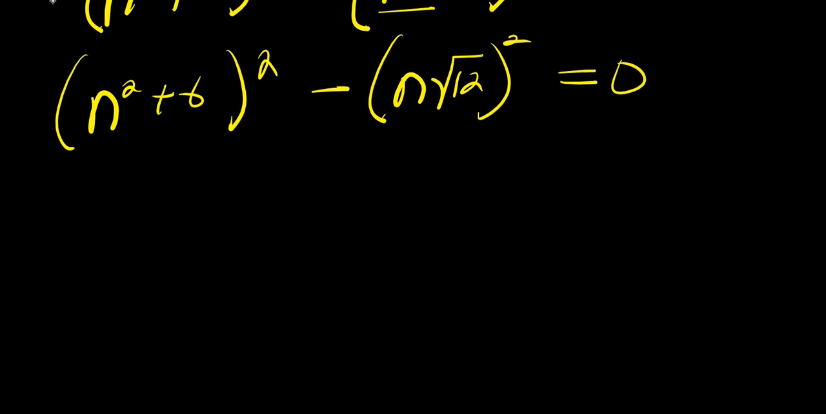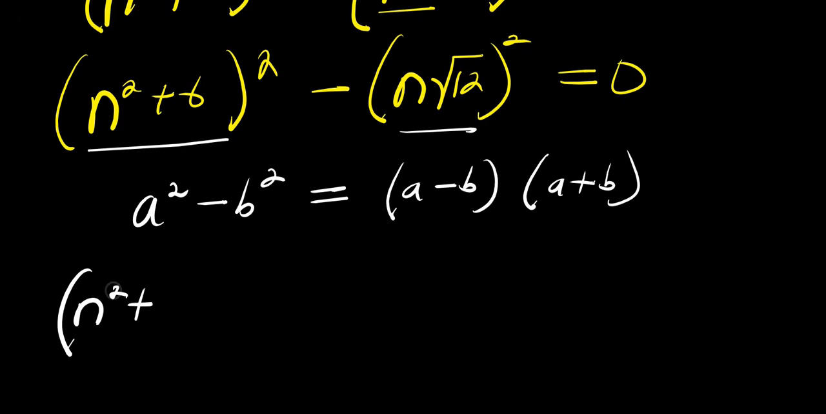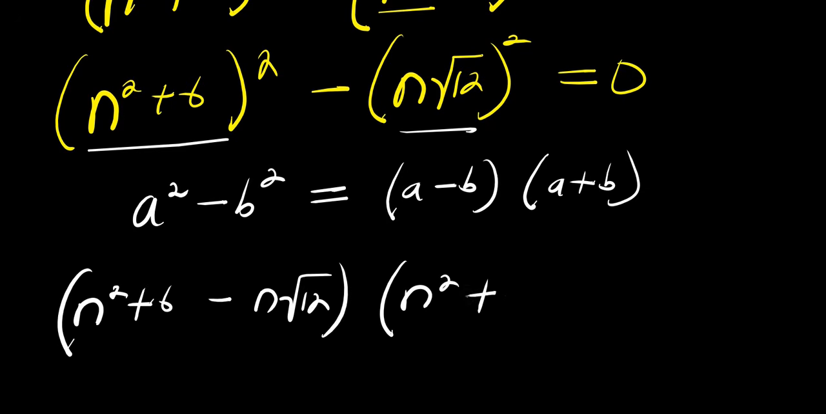So at this point, we can apply difference of two squares. If you have a squared minus b squared, this equals (a minus b) times (a plus b). And right now, my a is n squared plus 6 and my b is n times root 12. So we have (n squared plus 6 minus n times root 12) times (n squared plus 6 minus n times root 12) equals 0.